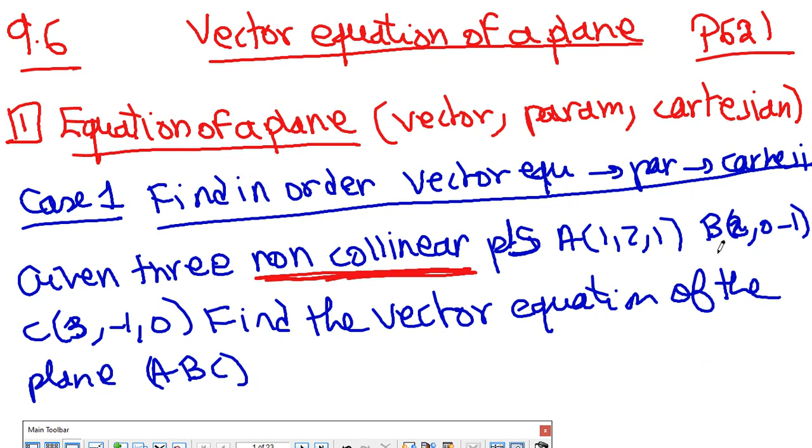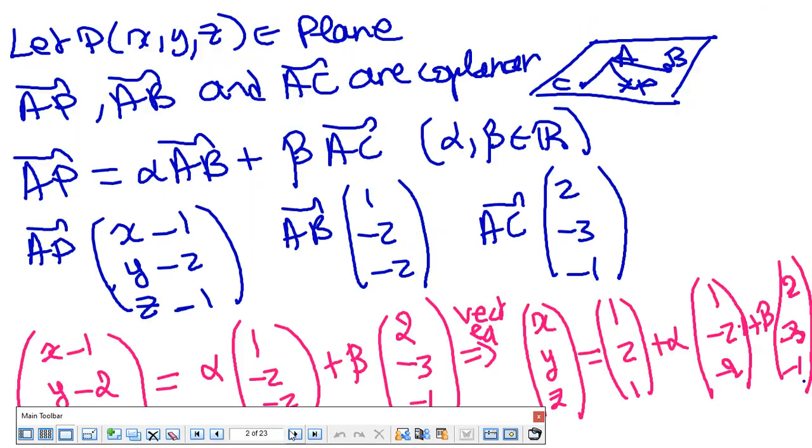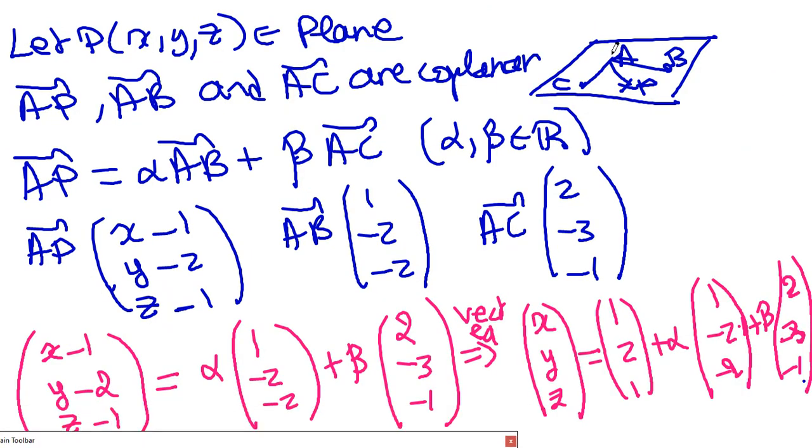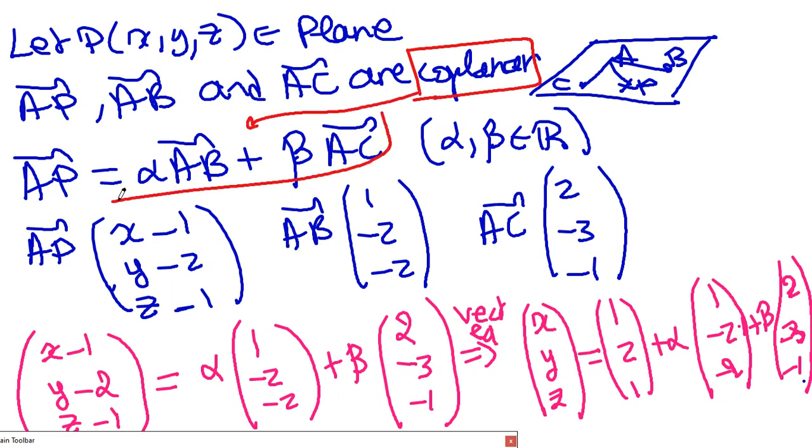A (1, 2, 1), B (2, 0, -1), and C (3, -1, 0). If I didn't mention non-collinear, to prove that the vectors AB and AC are not collinear, I need to find the vector equation of the plane ABC. So first of all, if A, B, and C are in the same plane, if you take any point P of coordinates x, y, z that belongs to this plane, I can say that the vectors AP, AB, AC are coplanar. And by the definition of coplanar vectors, I can write a relation between those vectors.